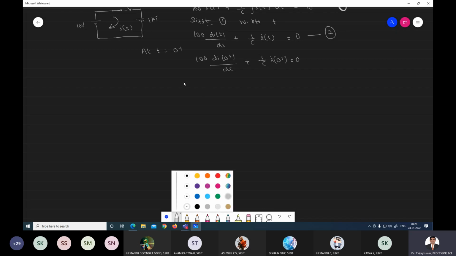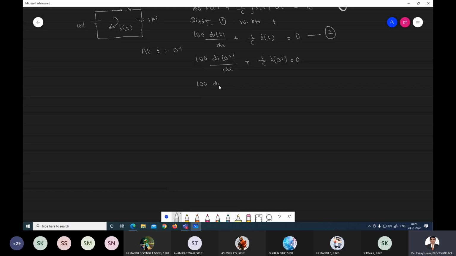Now substitute here: 100 into di(0+)/dt plus 1 by C, the value is 1 microfarad, into i of 0 plus, which is 0.1, is equal to 0. From this expression, calculate di(0+)/dt. Minus 1000, sir. Minus 1000 amps per second.